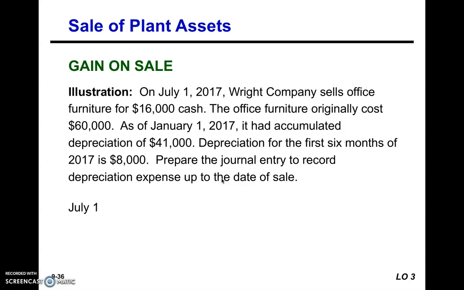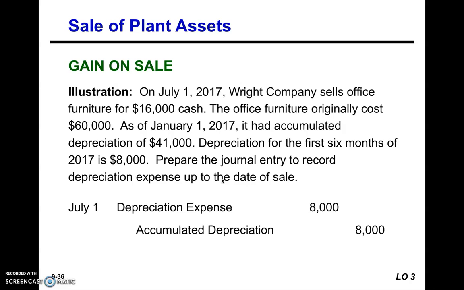Now, the first thing we need to do always, the step one in disposal of an asset, is making sure that the asset has been depreciated up to the date of sale. If you notice in this example, we have not yet recorded the 6 months depreciation in 2017, which they have already given us is $8,000. So the first thing we have to do is debit depreciation expense and credit accumulated depreciation to update the accumulated depreciation up to the date of sale.